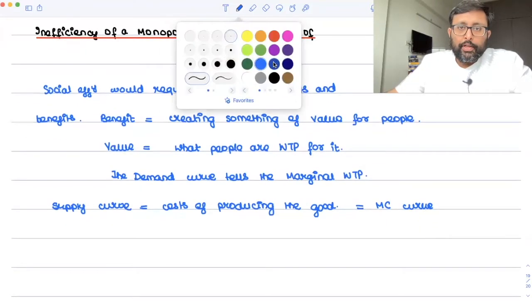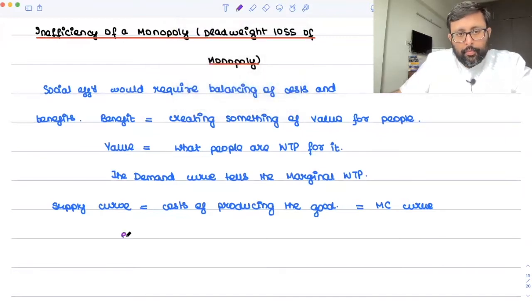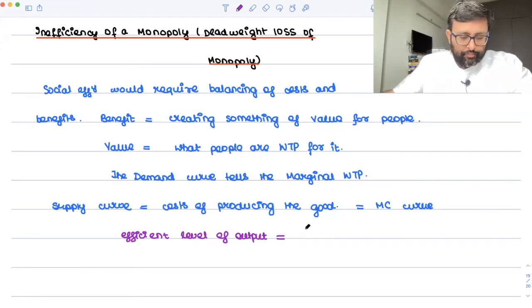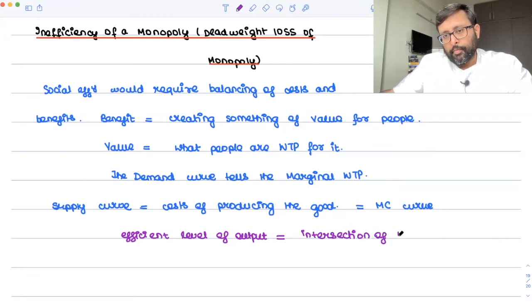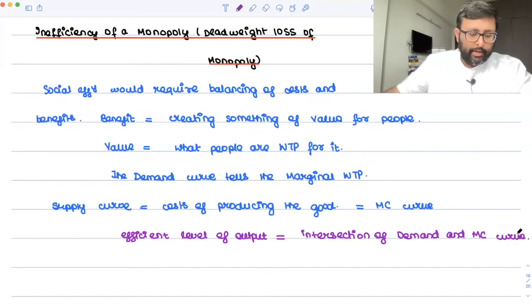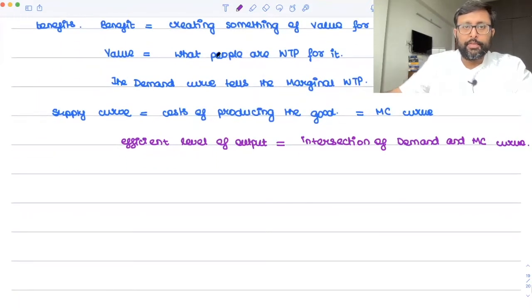So the efficient level of output is given by the intersection of demand and the MC curve. It's given by the intersection of demand and MC curve.